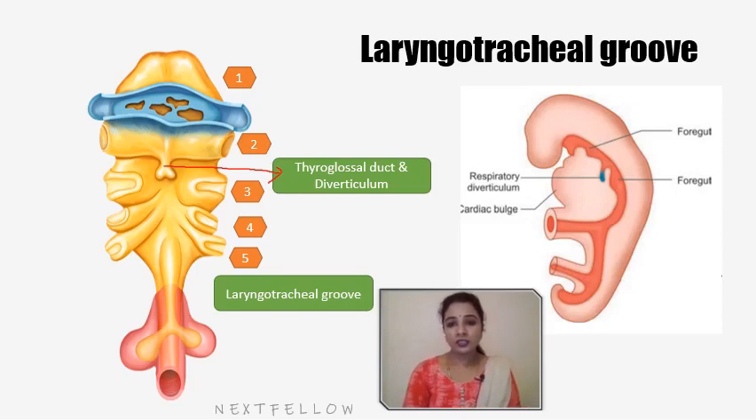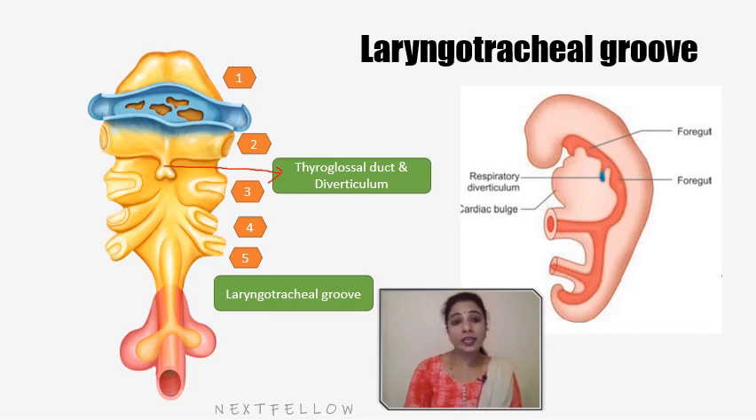Here is the sagittal section. We can see the development of this respiratory diverticulum, which is from the laryngotracheal groove. The laryngotracheal groove appears in the floor of the pharynx, ventral wall of the foregut, seen as a midline groove, which evaginates to form the laryngotracheal or respiratory diverticulum during the 4th week of intrauterine life.